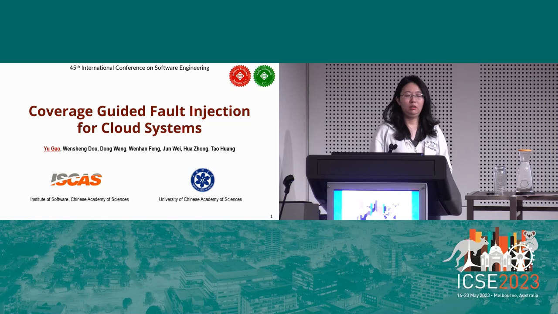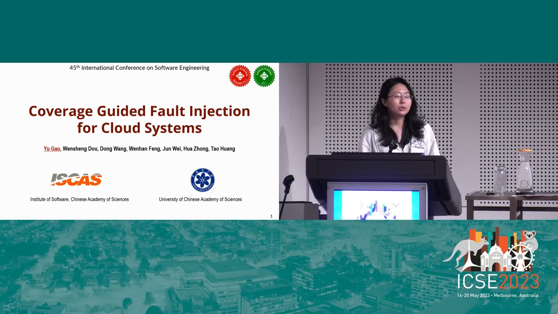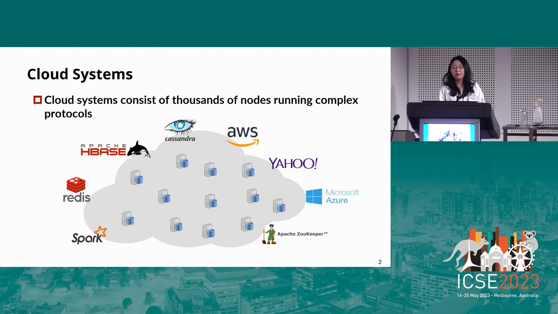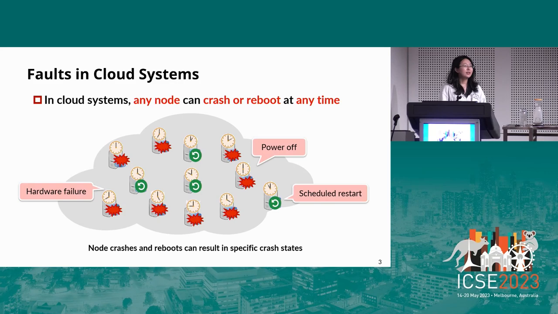Thank you for the introduction. My name is Yu Gao, and I'm very pleased to introduce our work, coverage-guided fault injection for cloud systems. Large-scale cloud systems usually consist of thousands of nodes and involve complex protocols and implementations. Nodes in cloud systems depend on I/O operations to produce persistent states or store states into other nodes. Node crashes and reboots are inevitable in cloud systems. Any node can crash or reboot at any time. These node crashes and reboots can result in specific crash states.